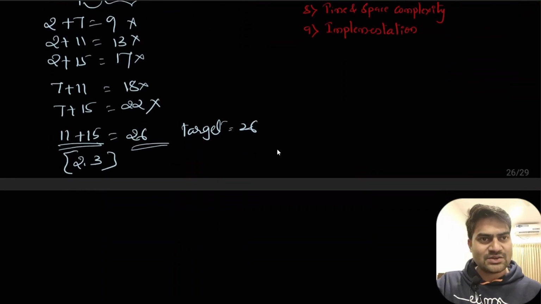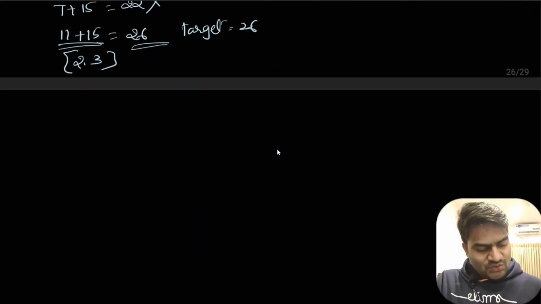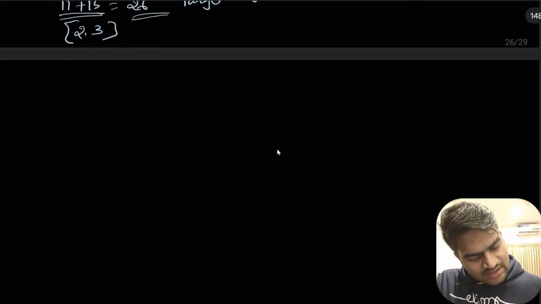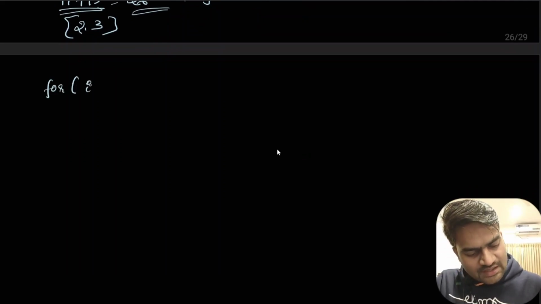Let us try to write the pseudocode for that. I will use a for loop for i equal to 0, i less than n.